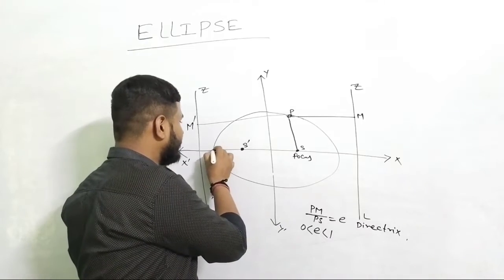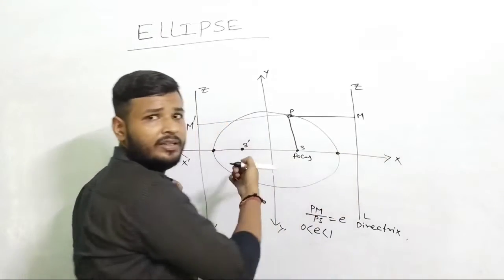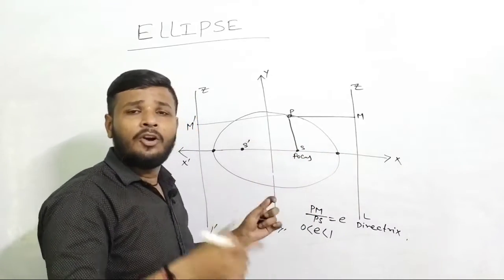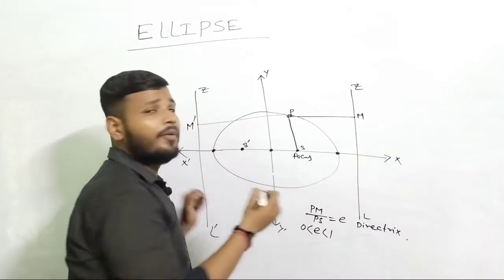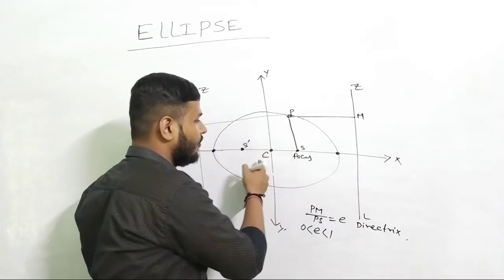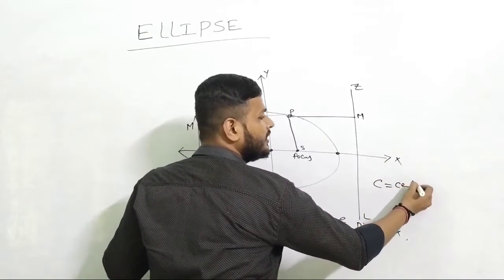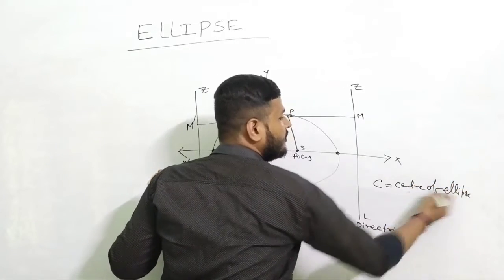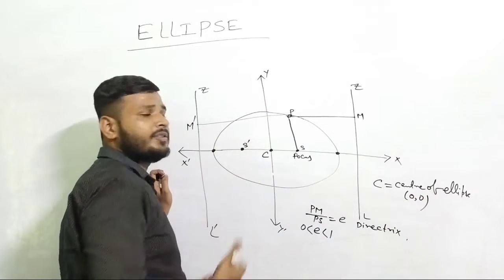This is the axis of the ellipse. Here, the ellipse is drawn at the center. The center of the ellipse is the origin, where C is the center of the ellipse. The center of the ellipse is the origin, that is 0, 0.